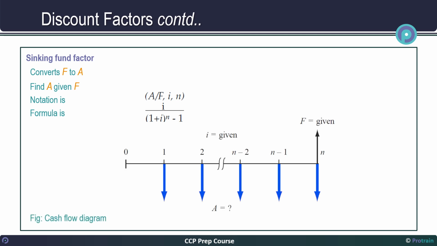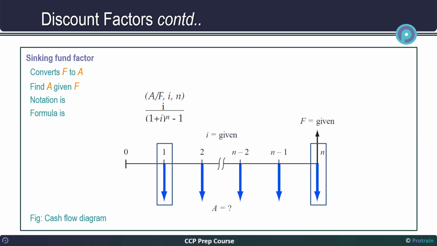Figure now shown on the slide represents cash flow for sinking fund factor. The cash flow shows that we have to find A when F is given. Let us review the cash flow diagram critically. It is important to understand that, in sinking fund factor, cash flow for annual payment starts from the end of first period, and continues till the end of last, or nth period.